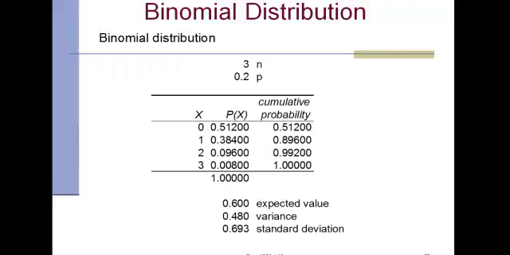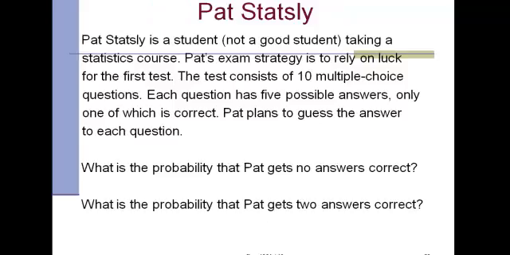And here is the output that we had from that particular experiment. The expected value in 3 sales calls, the mean, would be 0.6, or 0.6 sales in 3 calls. The variance is given, and the standard deviation. We'll talk about those a bit later.